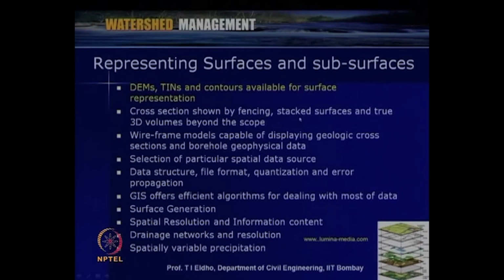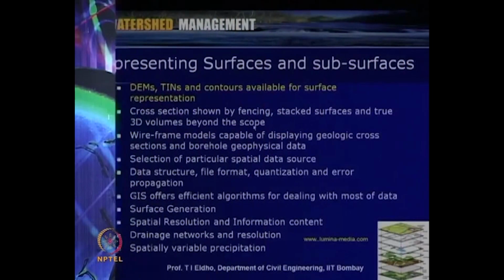But generally true three-dimensional volume representation is beyond the scope of most GIS packages. We can also represent by wireframe models capable of displaying geological cross sections and borehole geophysical data. For example, when we are dealing with watersheds, we have to deal with boreholes and their data, so that also we can represent. Then there is the selection of a particular spatial data source, data structure, file format, quantization and error propagation. GIS offers efficient algorithms for dealing with most of the data sets. So, by using various things we can generate the surface, and then represent it either in a stack form or by various attributes.